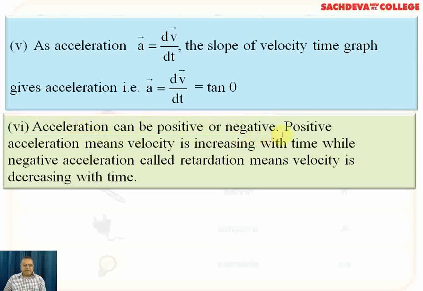In the next point, acceleration can be positive or negative. If velocity increases, acceleration will be positive, and if velocity decreases, the acceleration will be negative. So acceleration can be positive or negative. Positive acceleration means velocity is increasing with time, while negative acceleration means retardation, and that means velocity is decreasing.